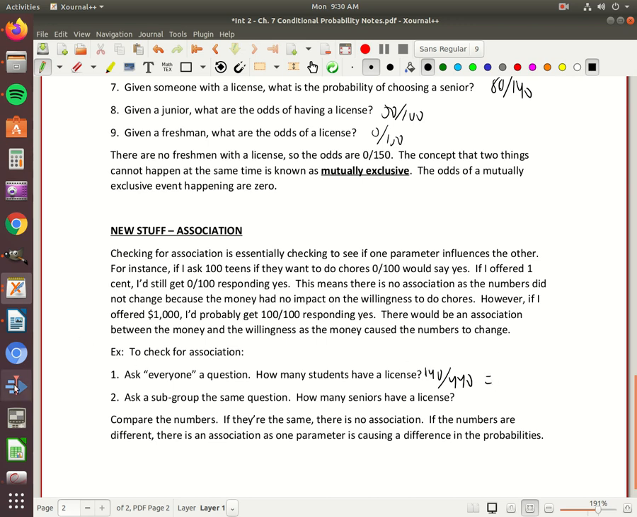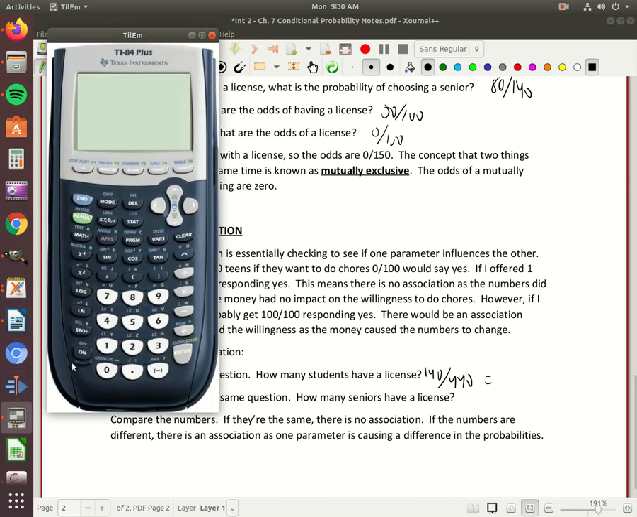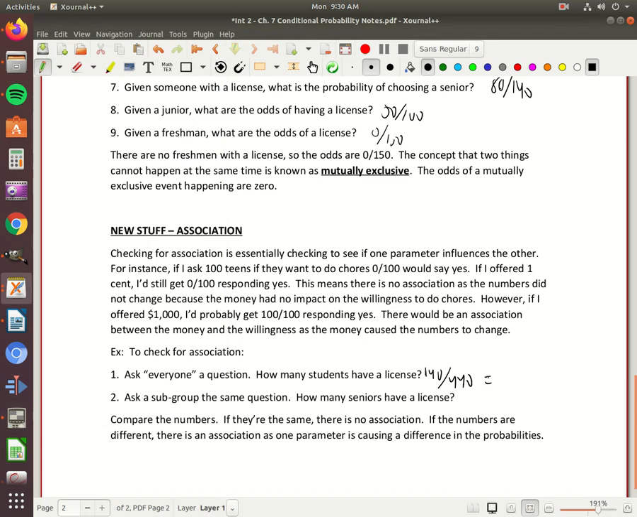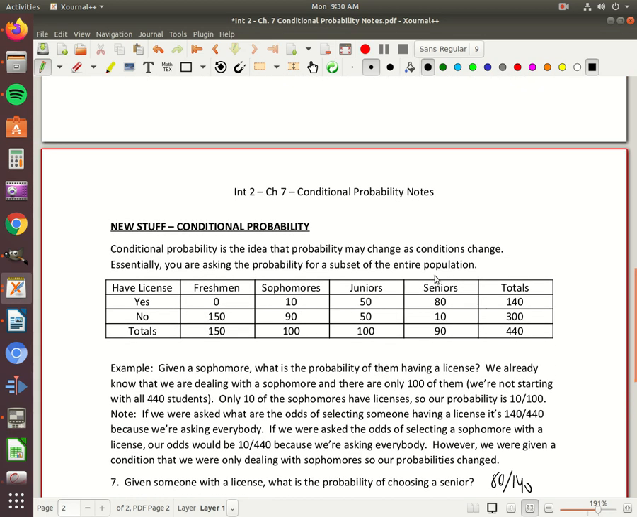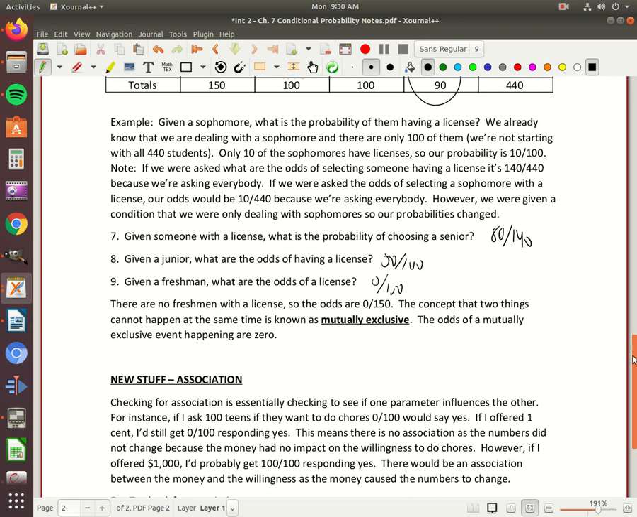Let's go ahead and do the math on this. 140 divided by 440 is about 32%. 32% have a license. Now we're going to ask a subgroup the same question. Hey, seniors, how many of you have a license? It's 80 out of 90.